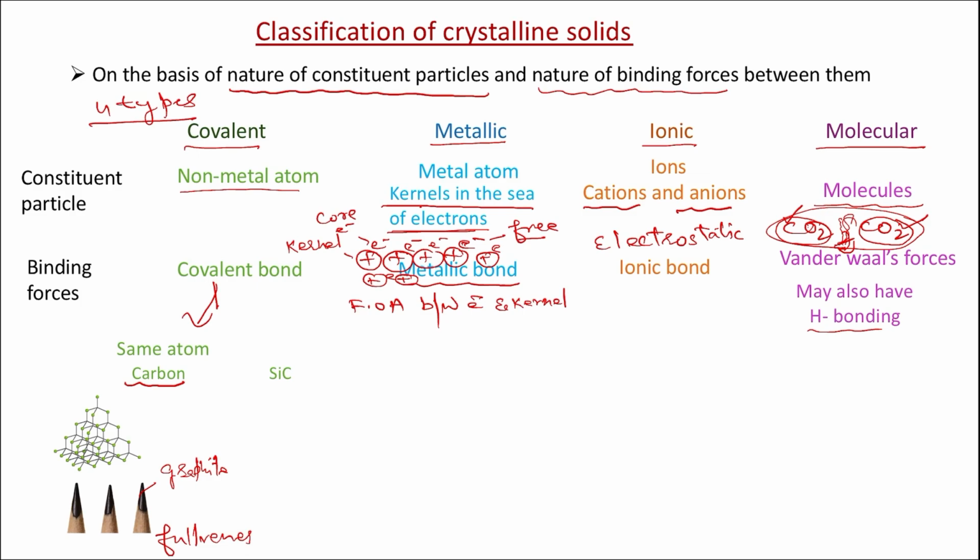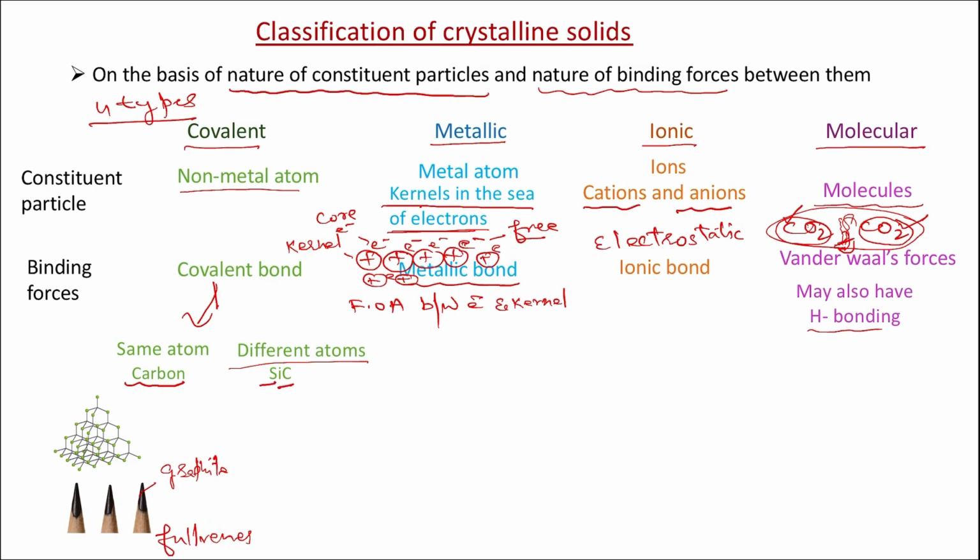Fine. These are the covalent solids. Amorphous forms are of course coal, charcoal, etc. These are the amorphous forms of carbon. Okay, these are also covalent solids, but they are amorphous solids because they don't have regular or long range order. Okay, and these covalent solids may have different atoms like silicon carbide.